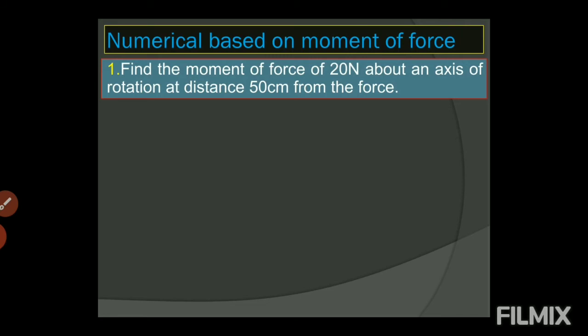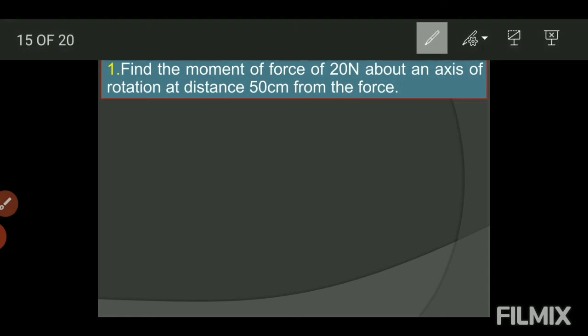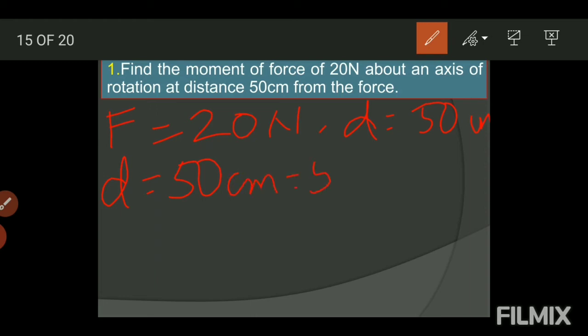Coming to the numerical based on moment of force. Find the moment of force of 20 Newton about an axis of rotation at a distance of 50 centimeter from the force. So you are supposed to find out the moment of force when you are given the force and the distance. So when you know the force and when you know the distance, the force equals 20 Newton and the distance is 50 centimeter. Now as you can see, the distance is not given in SI unit. Your first work is to convert the distance into SI unit.